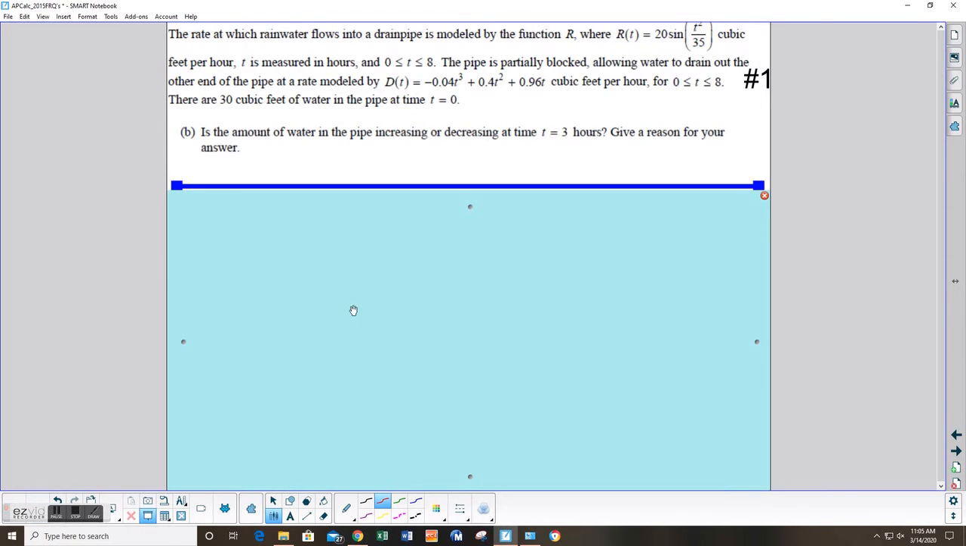It says, is the amount of rainwater in the pipe increasing or decreasing? So to figure this out, R is the rate it's coming in, and if you subtract that by D, D is the rate that the rain is flowing out, this is going to be your total rate of change in water. I'll put delta W for the rate of change of water. So this function, by putting them together, tells you if your amount of water is increasing or decreasing. So pretty simple question.